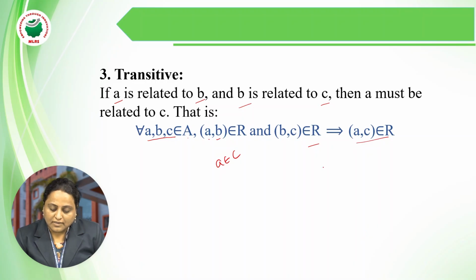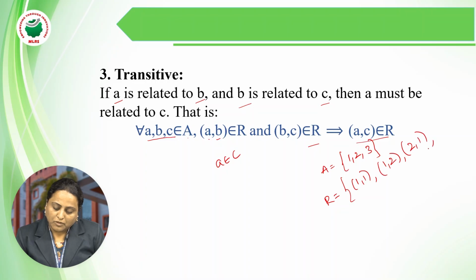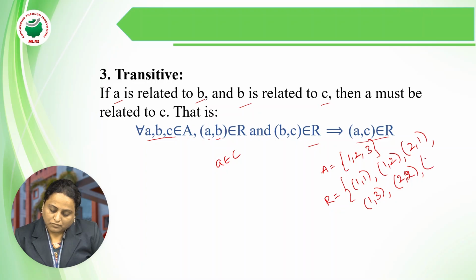Let us consider an example again. Let us take the set of elements {1, 2, 3}. Here R is a relation defined as R equals (1,1), (1,2), (2,1), (1,3), (2,2), (2,3).